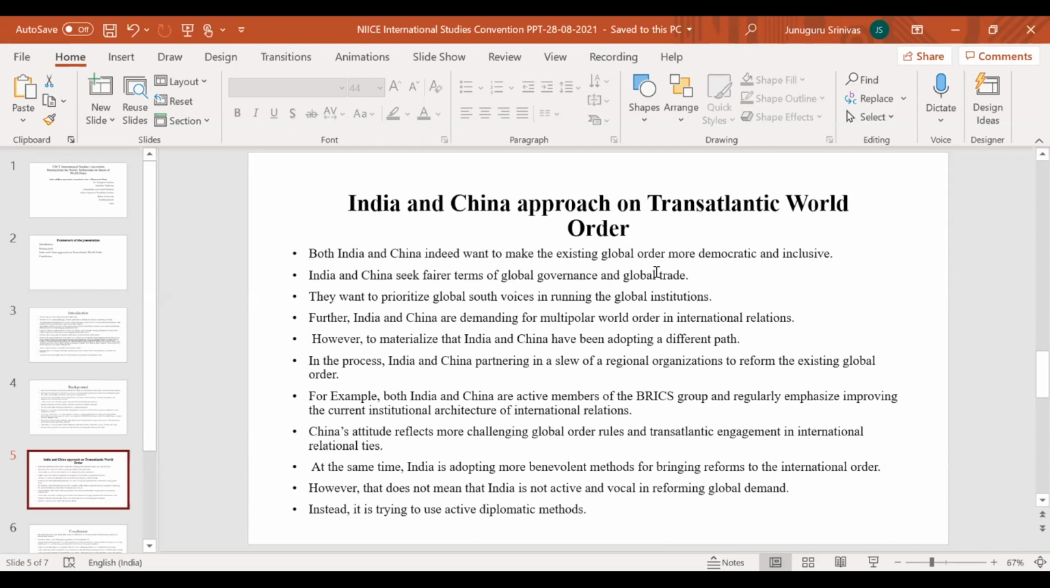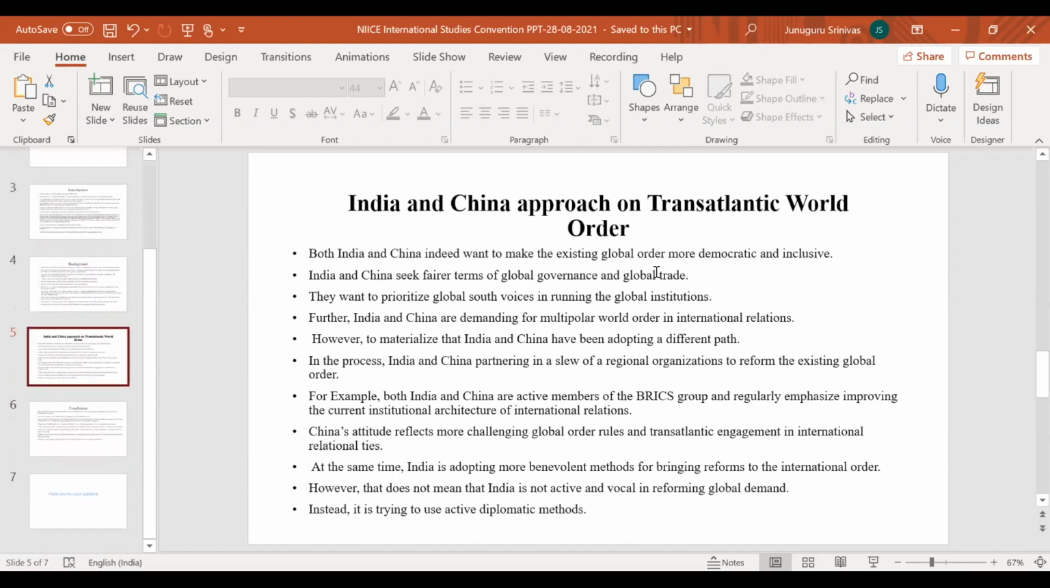For example, both India and China are active members of the BRICS group and regularly emphasize improving the current institutional architecture of international relations. China's attitude reflects more challenging global order rules and transatlantic engagement in international relations ties. At the same time, India is adopting more benevolent methods for bringing reforms to the international order. However, that does not mean that India is not active and vocal in reforming global demand. Instead, it is trying to use active diplomatic methods.